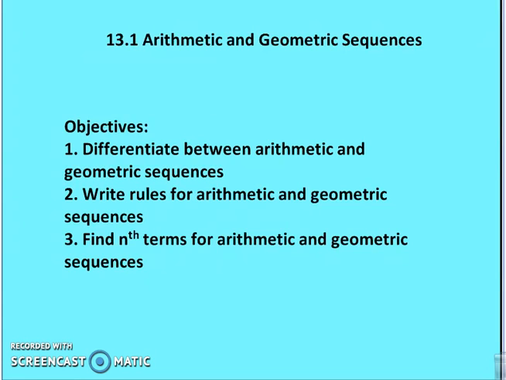In this edition of Otten Math, we're going to talk about arithmetic and geometric sequences. We're going to differentiate between the two. We're going to write explicit rules for both arithmetic and geometric sequences. And then we're going to find the nth terms for both arithmetic and geometric sequences.